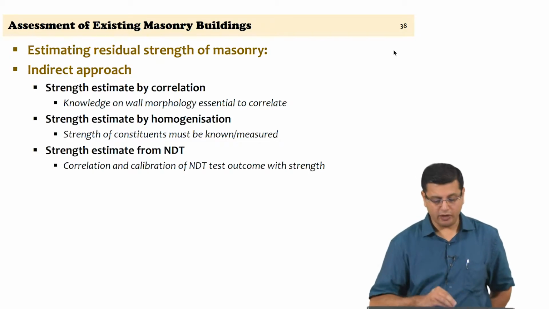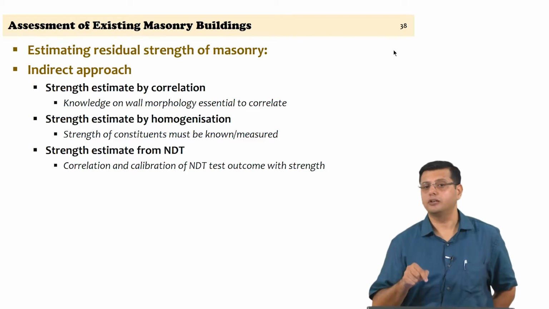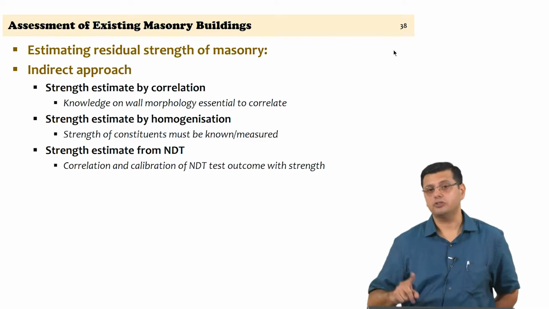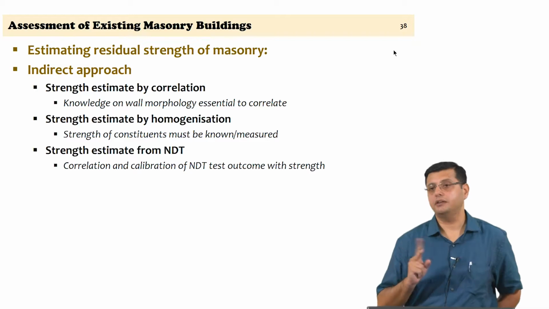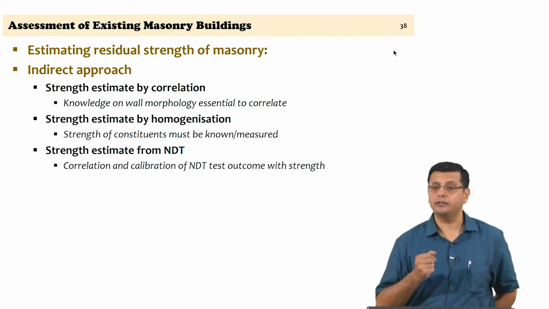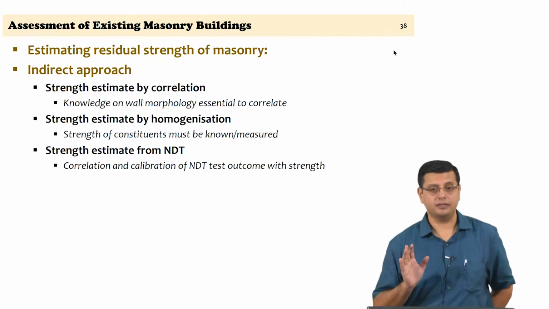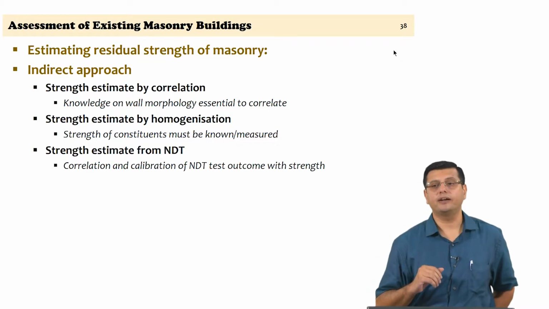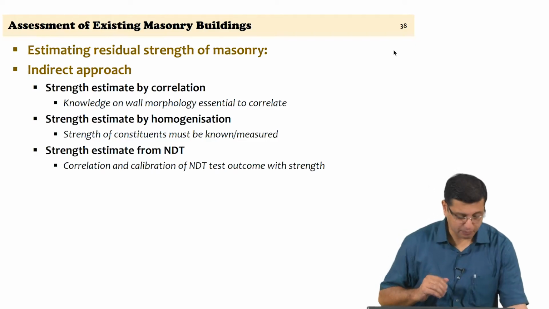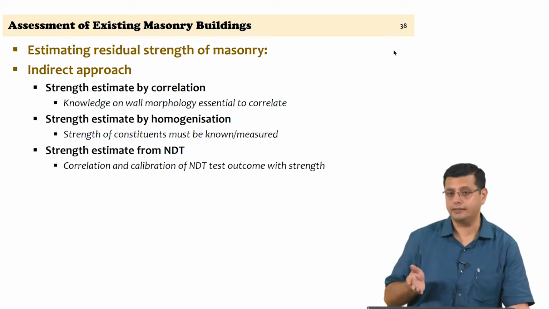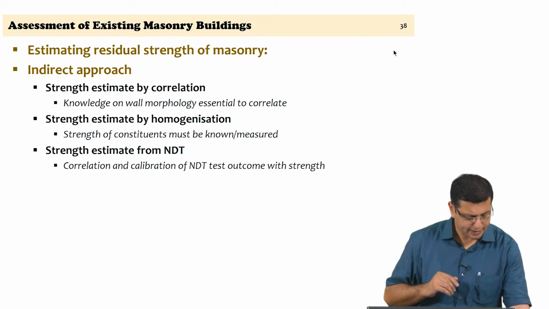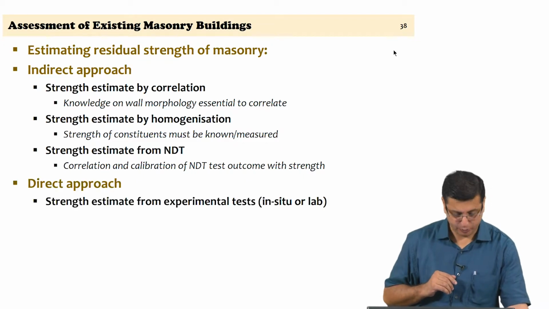Okay. Here, correlation and calibration of the non-destructive test and the possible strengths is essential, and you will have to calibrate the non-destructive test outcomes with actual strength tests. So, it's a rather involved way of arriving at the strength estimate, but please remember I have placed it under an indirect approach. We will discuss this in a little detail in a moment.